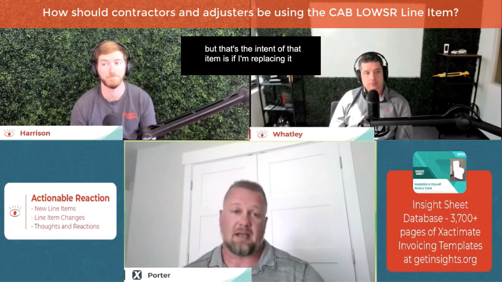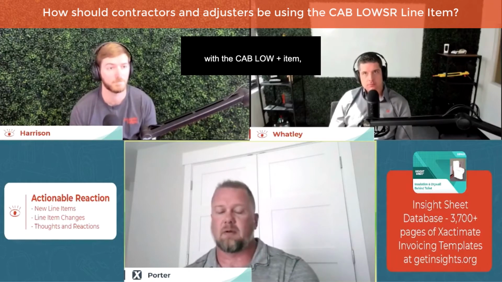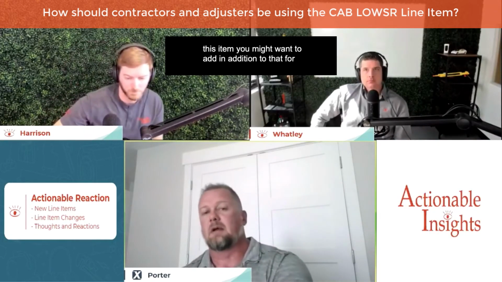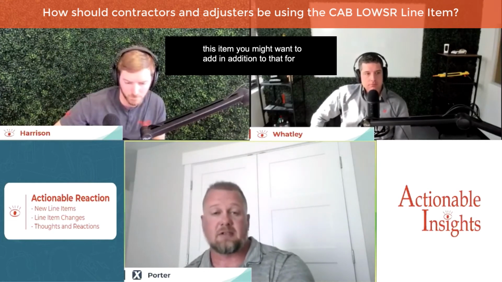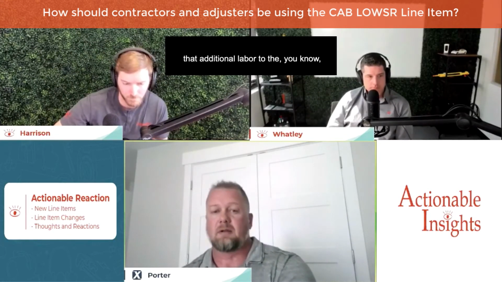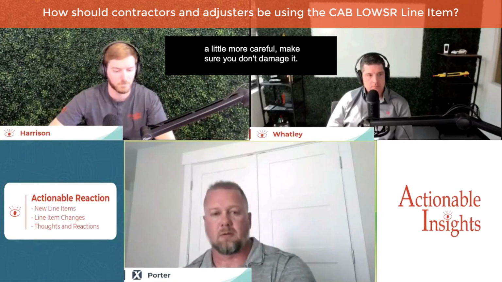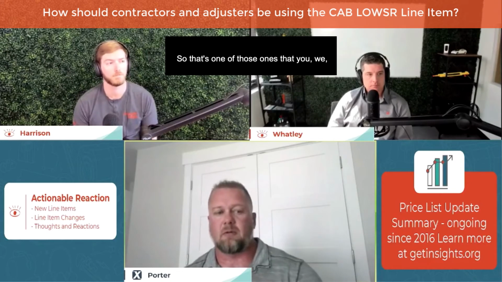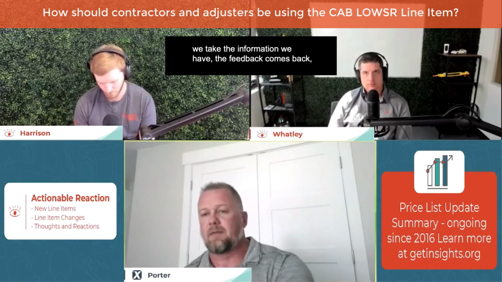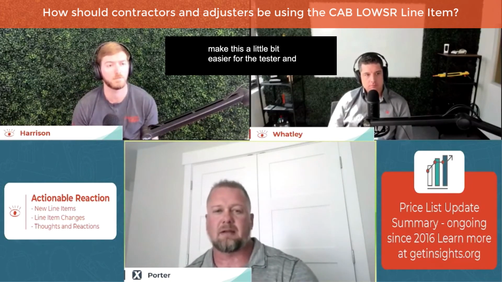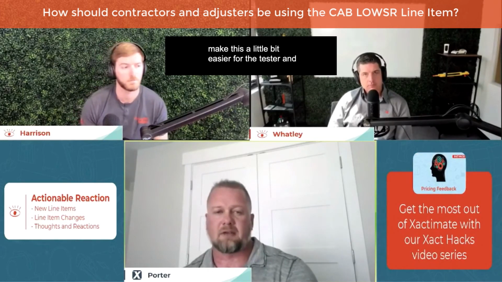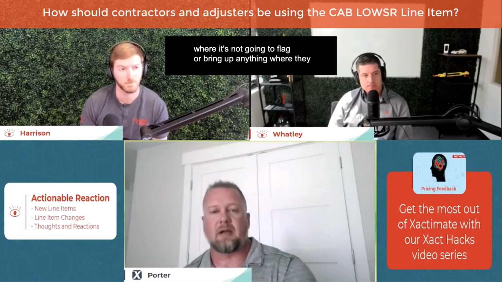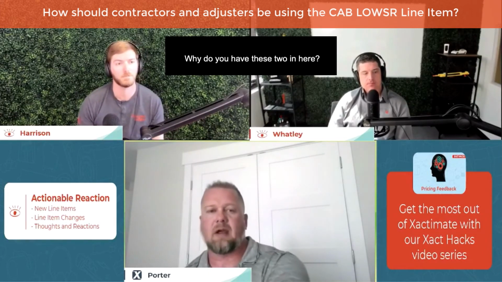But that's the intent of that item: if I'm replacing it with the cab low plus item and I'm trying to preserve the countertop, you might want to add this item in addition for the additional labor, since it's going to take a little more time and care to make sure you don't damage it. So that's one of those where we take the information we have, the feedback comes back, and we say, let's tweak this and make it easier for the customer and estimator to use in their estimates, where it's not going to flag anything or bring up an audit for why you have these two in here.